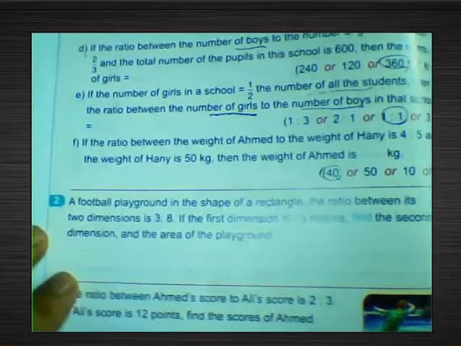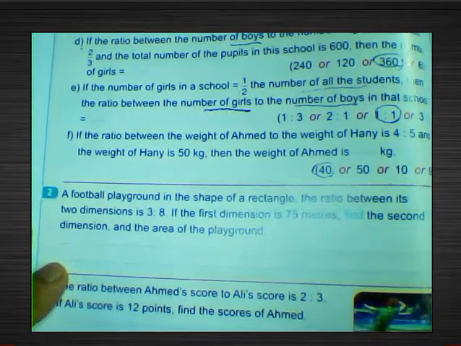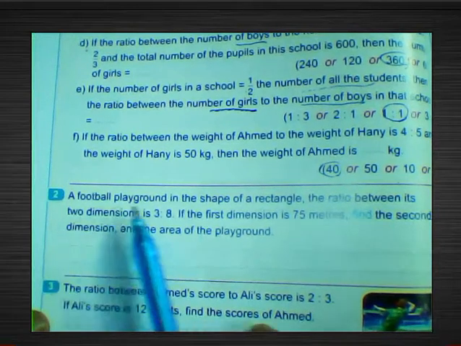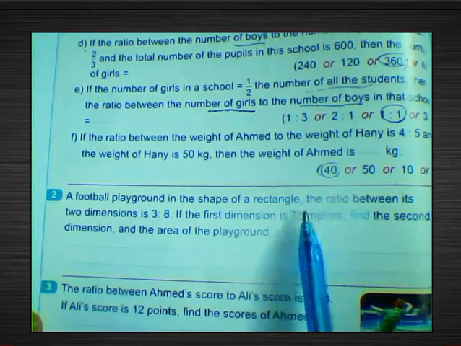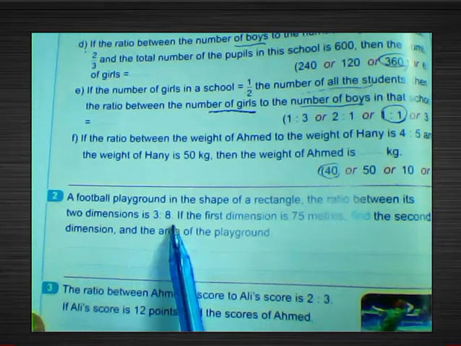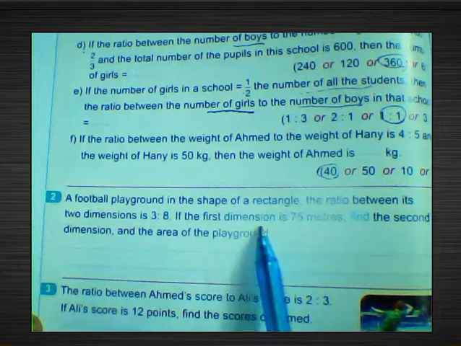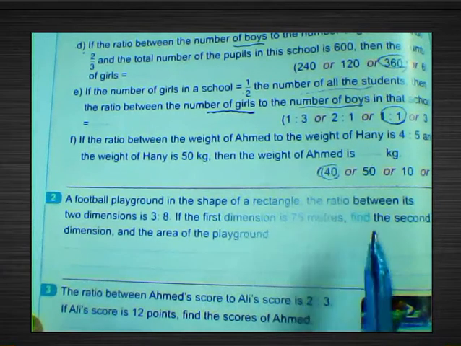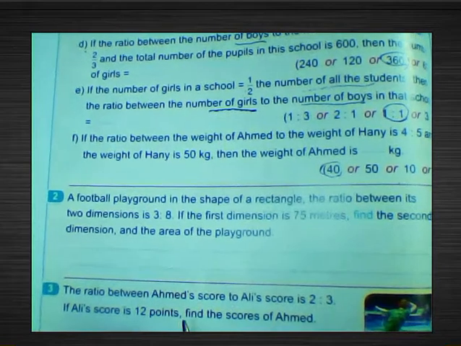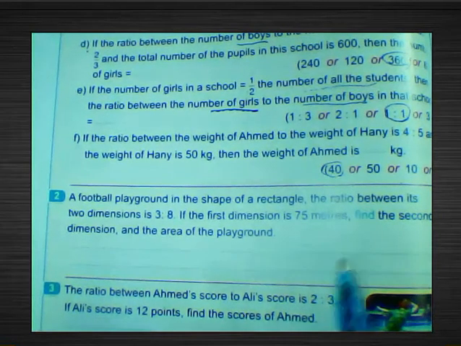Question 2. Look with me. A football playground in the shape of a rectangle. The ratio between its dimensions is 3 to 4. If the first dimension is 75 meters, find the second dimension and the area of the playground. We solve it. Who can solve it?